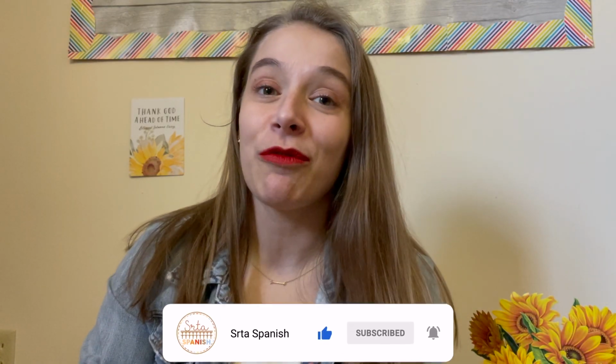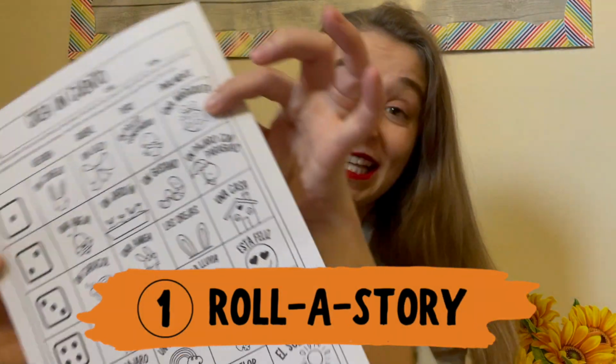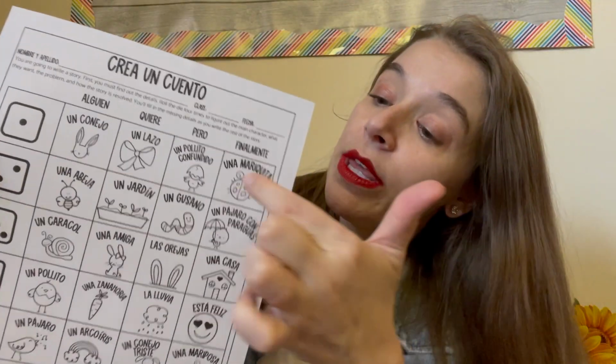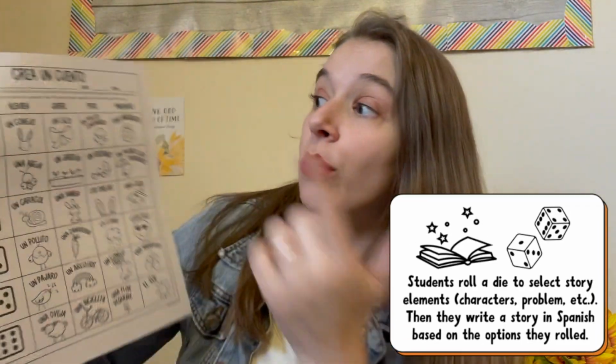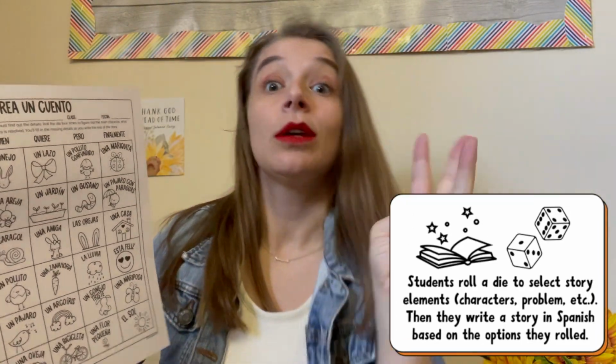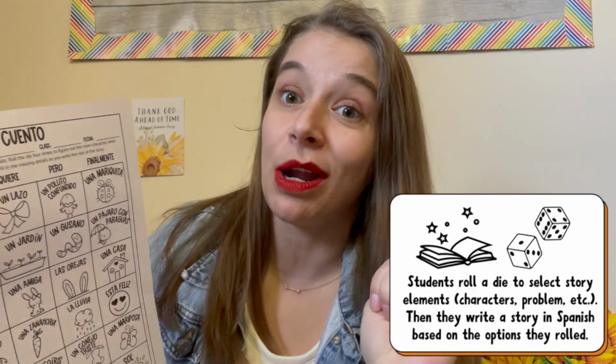All right, let's start off with one of my favorites. It is a roll-a-story. One of the student pages looks like this. You can use the option with the vocabulary or without. I include both just so you can choose. And the way that it works is students are going to roll a die 4 times to find out who, what do they want, what's the problem, and how does the problem get resolved.